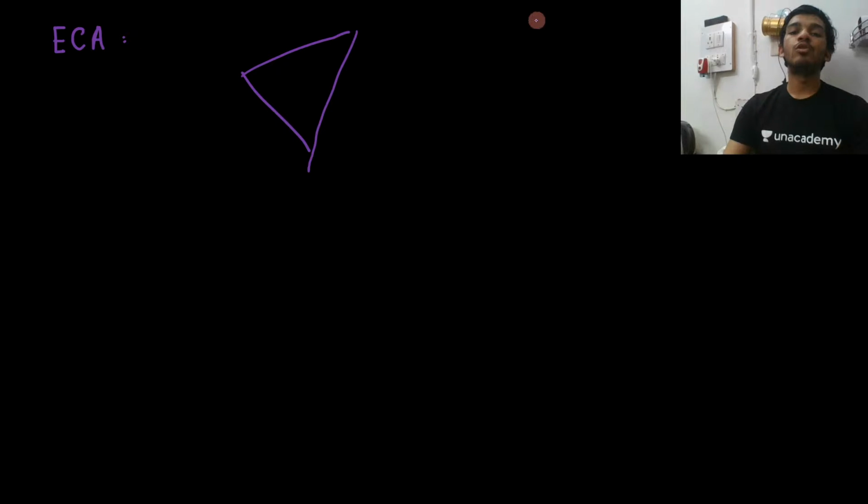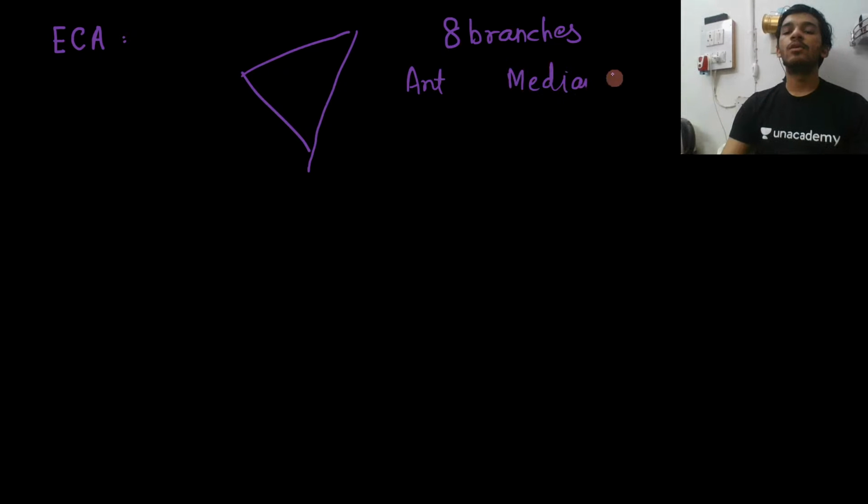If I take a black screen, now this is going to be a beautiful summary. Let's talk first about the external carotid. Now, external carotid artery, you have to draw. What do you draw? You draw the carotid triangle, and that is how you memorize. You have to remember that it has 8 branches. Now, how do you write these 8 branches? You write the anterior, you write medial, you write posterior, then you write.